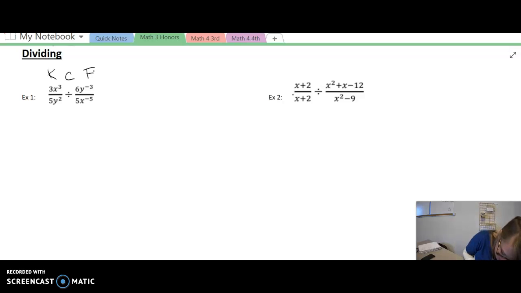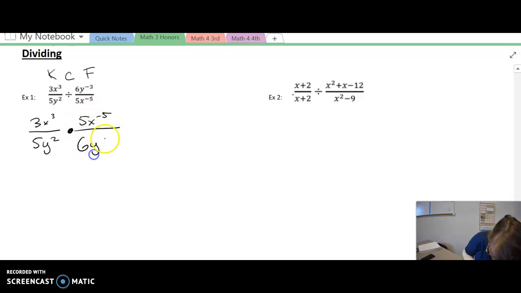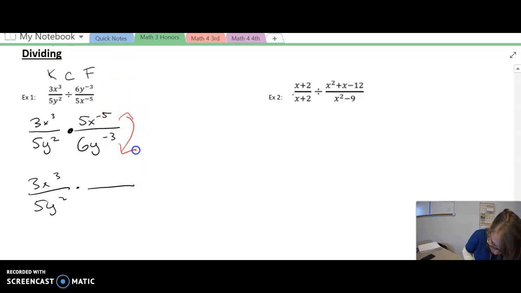I don't know. But we have 3x to the third over 5y squared multiplied by 5x to the negative fifth over 6y to the negative third. And then you're thinking, Miss Smith, there are negatives in my exponents, so what does that mean? Well, it means we're going to have to flip them again. So that -5 means that we're going to go to the denominator, and that -3 means we're going to go to the numerator. So we're just doing another flip-flop.